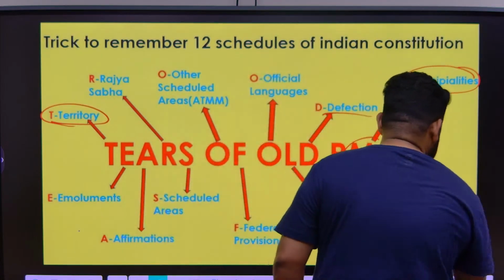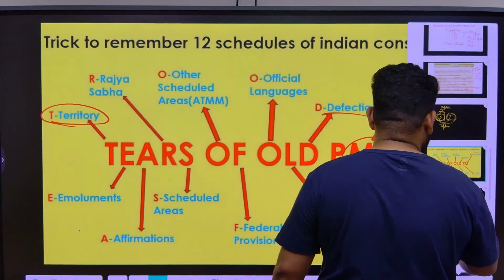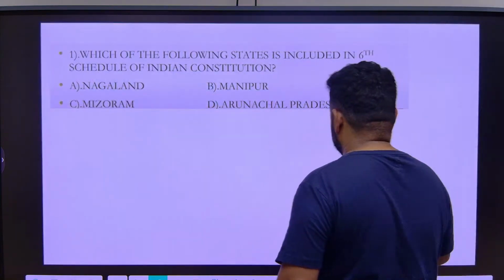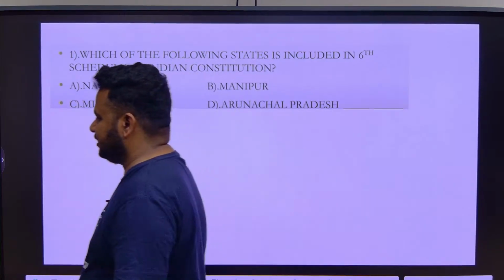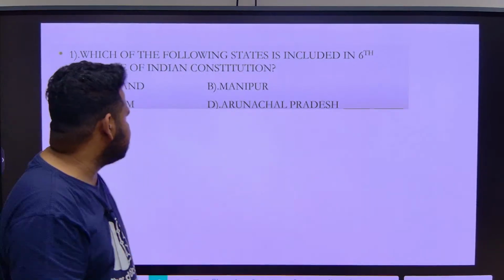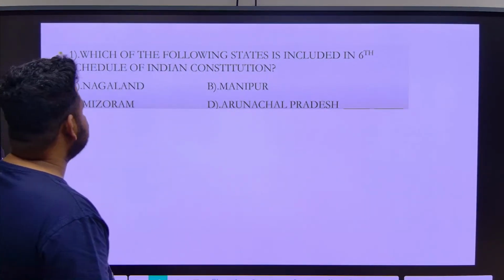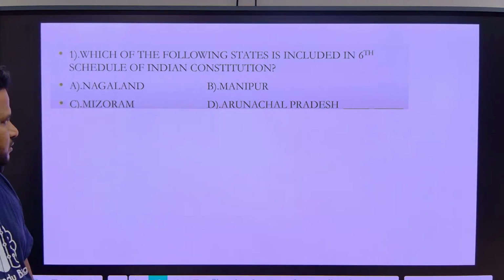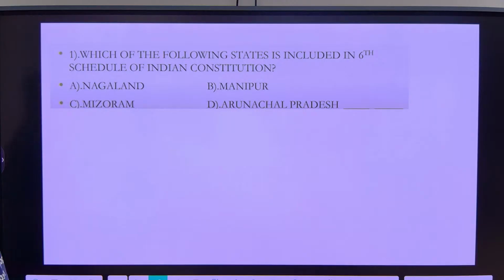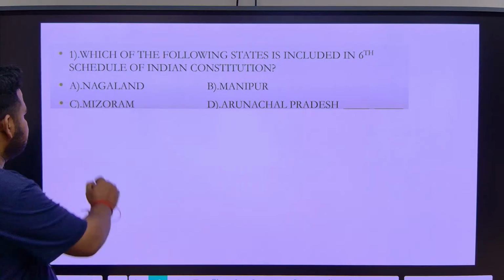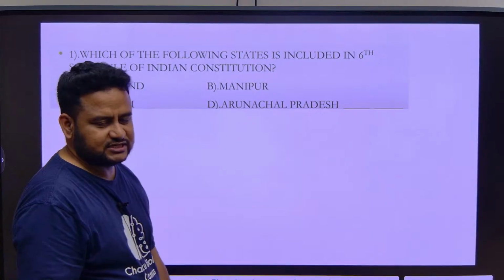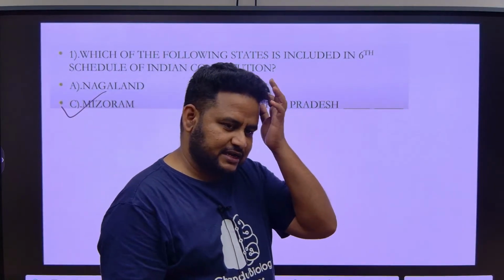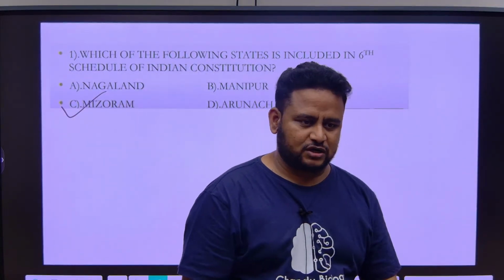Now, let us see some questions. Okay, let us see some questions and then we will wind up. So, the first question is, which of the following states is included in 6th schedule of the Indian Constitution? The options are Nagaland, Manipur, Mizoram, Arunachal Pradesh. It is what? Mizoram. Correct? Now, what are the other states? That is Assam, Meghalaya, Tripura and Mizoram.